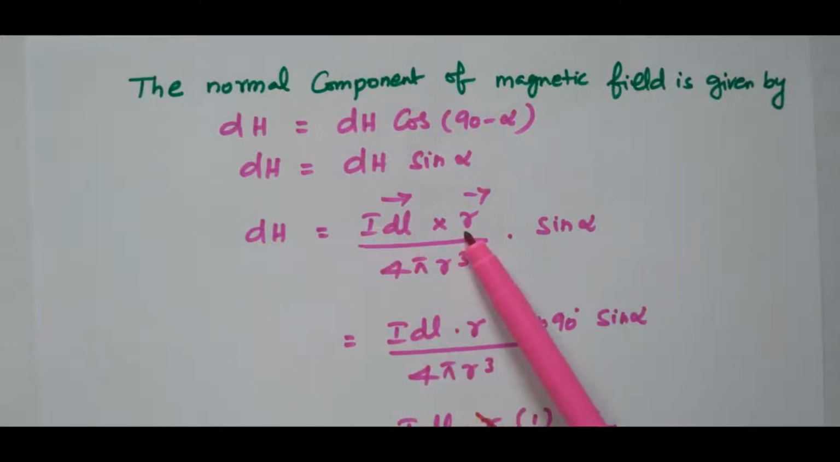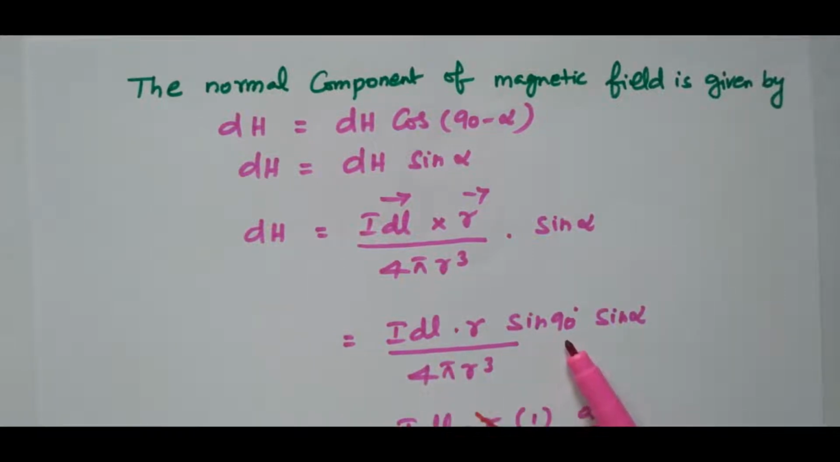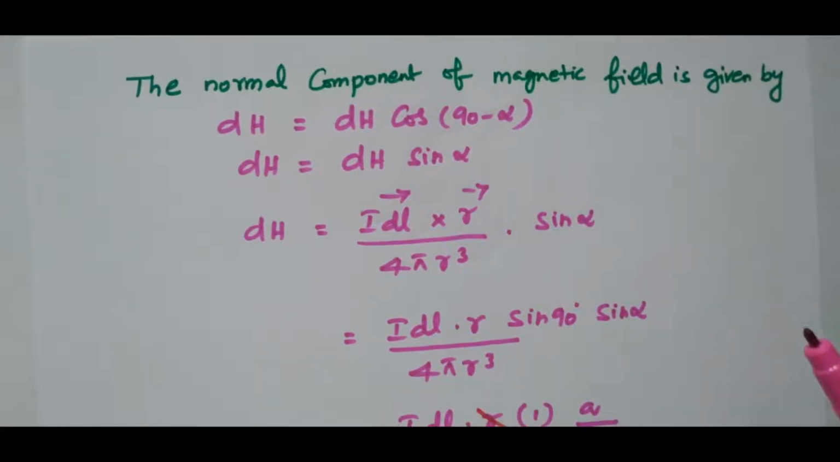What is a vector cross b vector? It is ab sin theta. So I dl r into sin theta. The angle between dl and r is 90 degrees. So I dl cross r vector is I dl r sin 90 into sin alpha divided by 4 pi r cube.